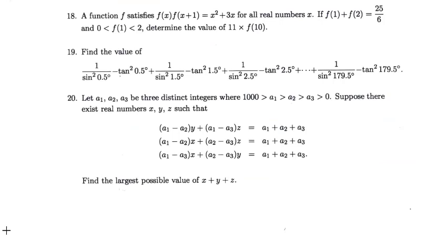SMO 2021 senior section, first round, problem number 18. The function f satisfies f of x times f of x plus 1 equals x squared plus 3x for all real numbers x. If f of 1 plus f of 2 equals 25 over 6 and 0 less than f of 1 less than 2, determine the value of 11 times f of 10.